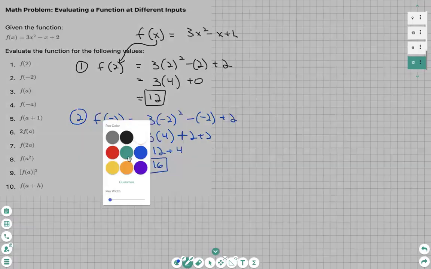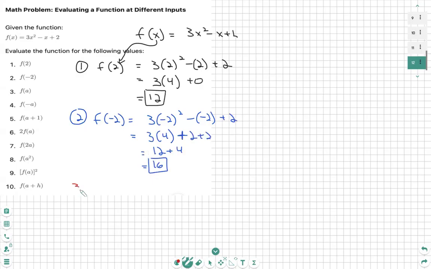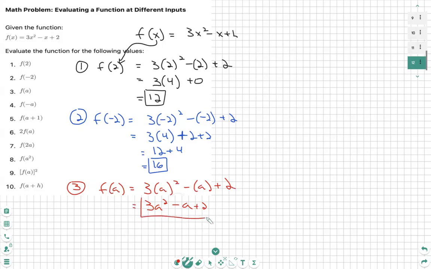Let's move on to number 3. For number 3, we have f of a. In this situation, x is just going to be replaced with a. That's it. So that's all we're going to do. And then we can see it becomes 3a squared minus a plus 2. There's nothing else I can do to that to further simplify my problem. So that's our answer.